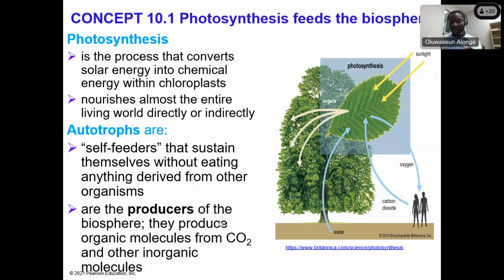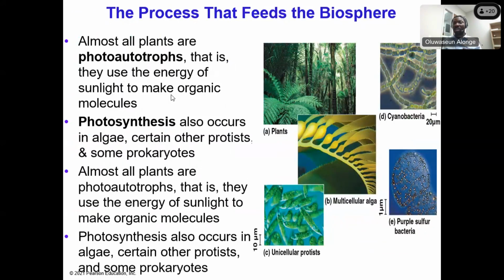Then we call them producers as well. They produce organic molecules. They also produce oxygen for us to survive on. Organic molecule is their main product. Oxygen is their byproduct.